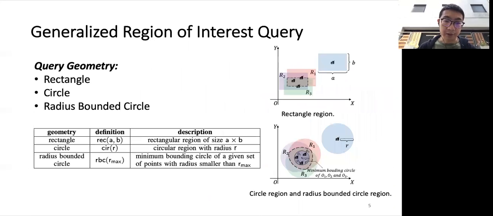The previous researches and systems usually adopt a fixed size rectangle as query geometry, which is not flexible enough in real-world spatial analytics. In our RIDE system, three types of geometries are supported: the fixed size rectangle, fixed radius circle, and radius bounded circle, which satisfy most application scenarios for the region search problem. The definitions and corresponding descriptions of the supported geometries are listed in the table and illustrated in the figures on the right-hand side.